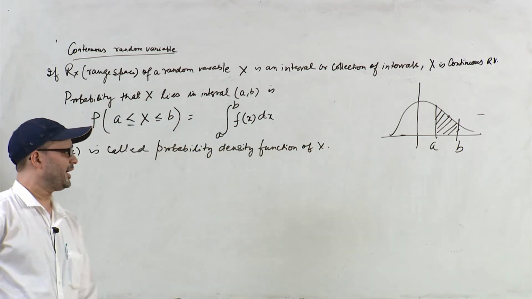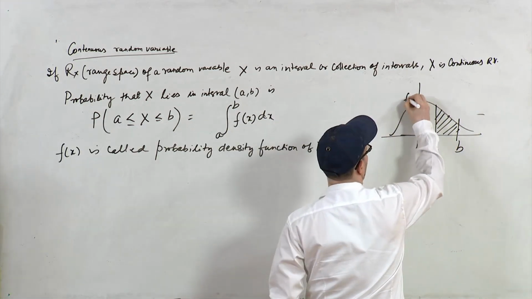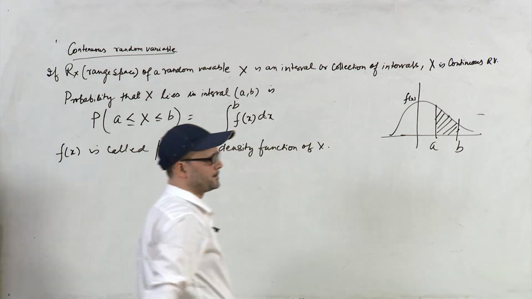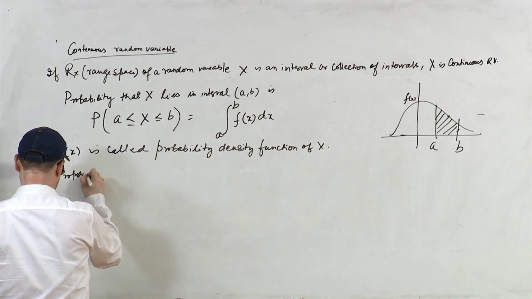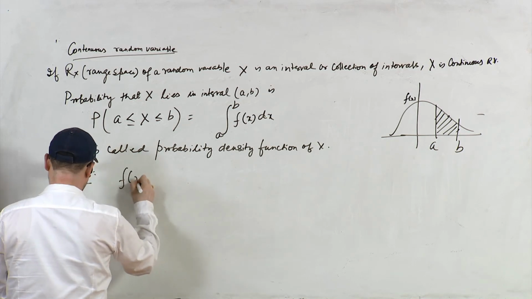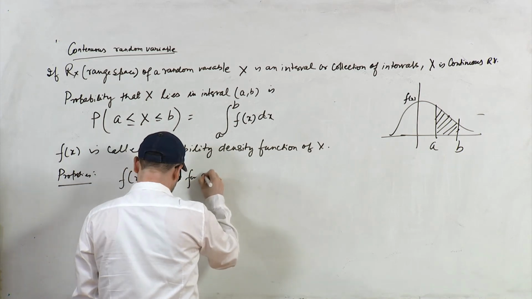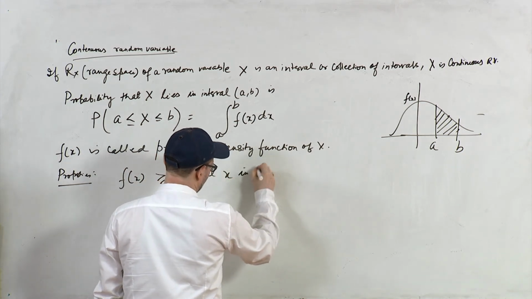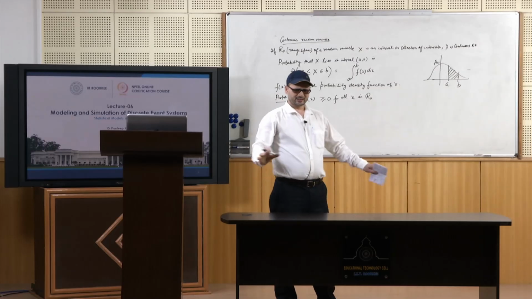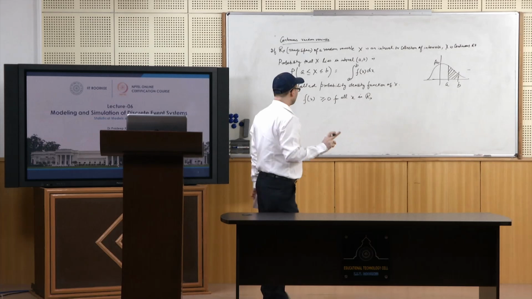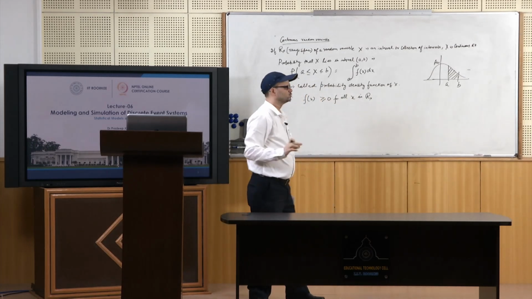So, this f(x) is known as the probability density function of x. Now, its properties are: f(x) will be greater than or equal to 0 for all x in the range space. If it is in the range space, then for all x, the f(x) value will be more than or equal to 0.